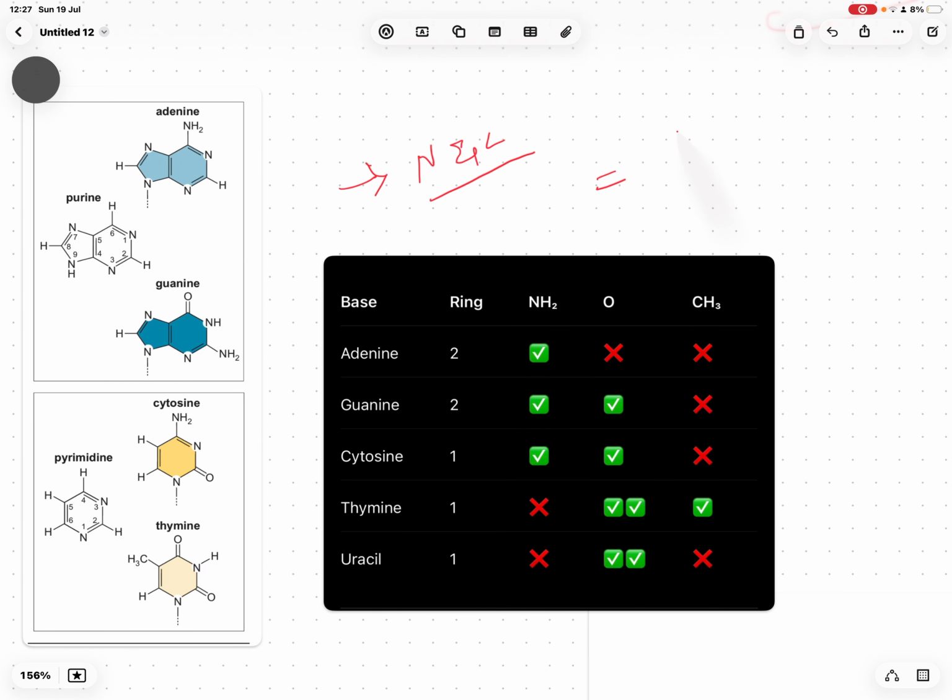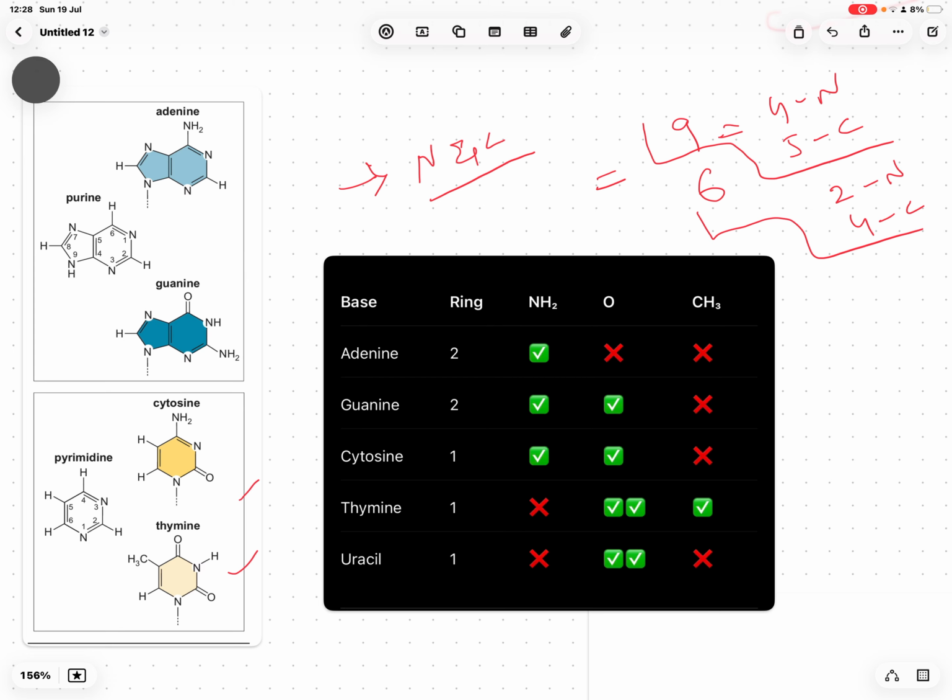The total number of atoms present in purines is 9, and the total number of atoms present in pyrimidines is 6. Of these 9 atoms, 4 are nitrogen atoms and 5 are carbon atoms in the case of purines. In the case of pyrimidines, 2 are nitrogen atoms and 4 are carbon atoms.